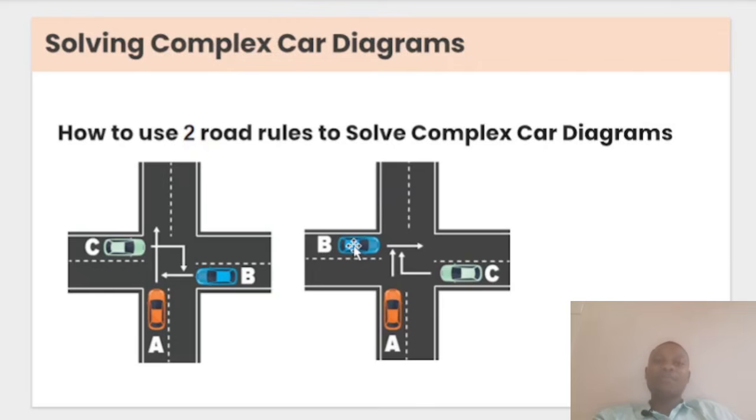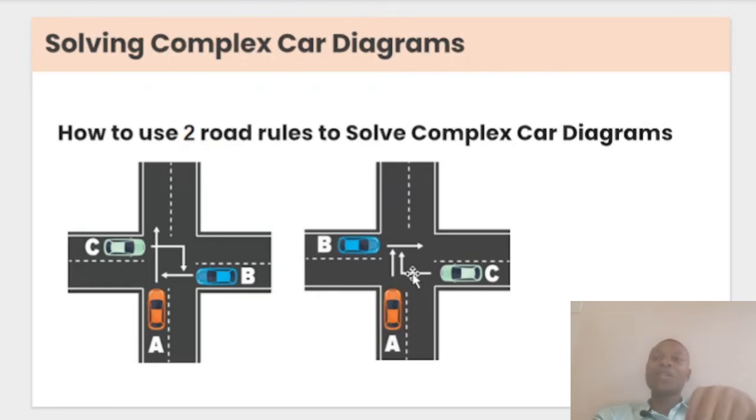So it's B, A, C. By using the first road rule, which says give the right of way to traffic approaching from your right, B will give the right of way to A, and A gives the right of way to C. So C definitely has no car on its right. So C will move and stop at the center. Why is it stopping? Because of this road rule which says do not turn right in front of oncoming traffic.